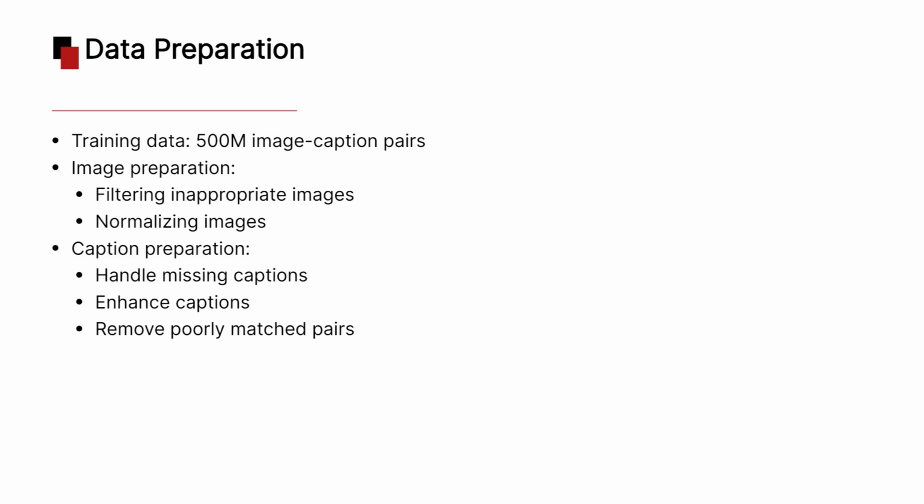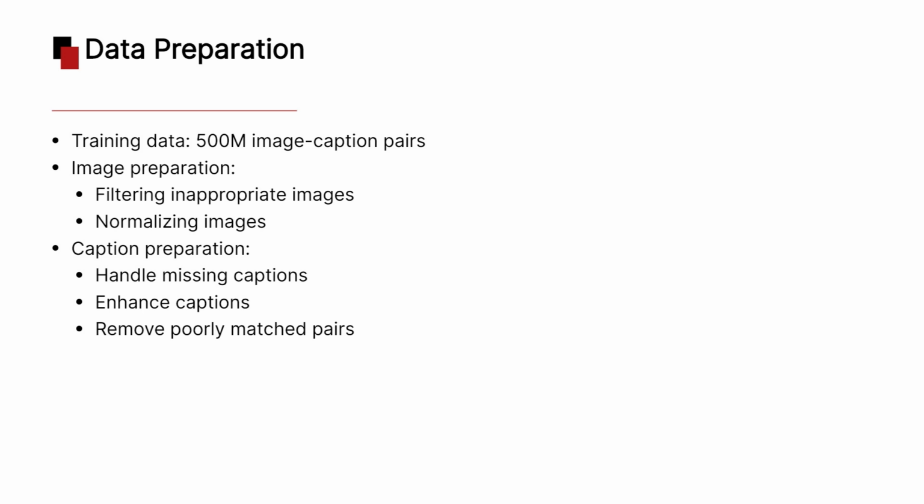We also normalize images, adjusting their size, aspect ratio, and color space, so the model receives a consistent input format, which makes training more stable and efficient. For caption preparation, we address common data quality issues. Missing captions are either filled in through automatic caption generation tools or excluded if too unreliable. We enhance captions by improving grammar, clarity, and descriptiveness, which helps the model better align text with visual concepts.